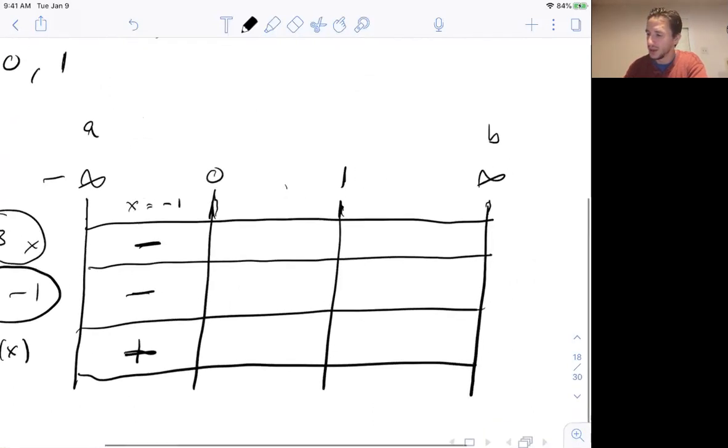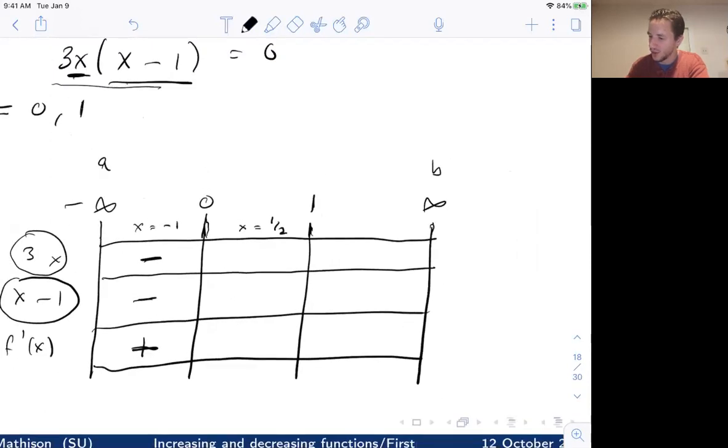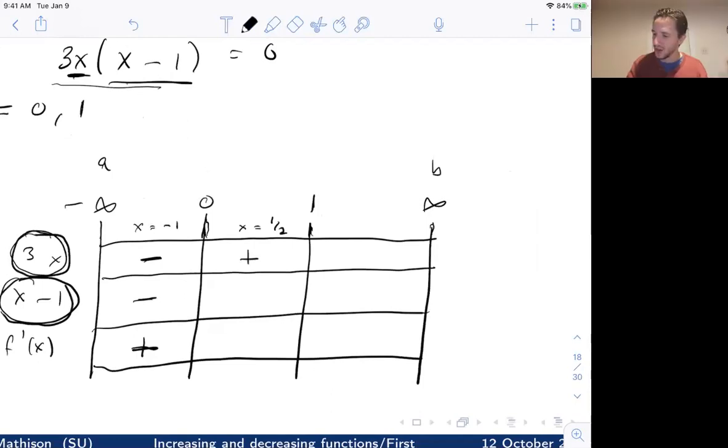Very good. What test value should I plug in between x equals 0 and x equals 1? x equals 1/2. Yeah, 1/2 is a perfect choice. Okay, so what sign does 3x have when x is 1/2? Positive. Good. What sign does x minus 1 have when x is 1/2? Negative. And so f prime, what sign is that going to have? Negative. Good. A positive times a negative gives me a negative.